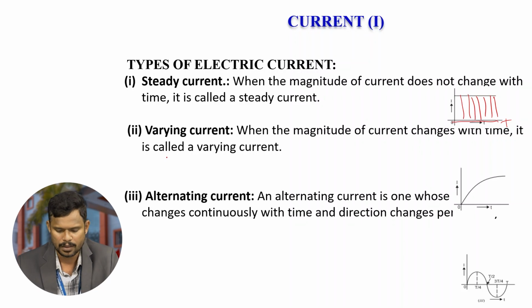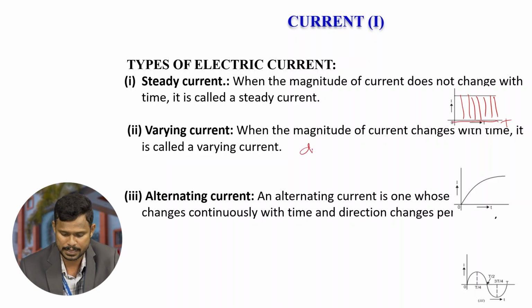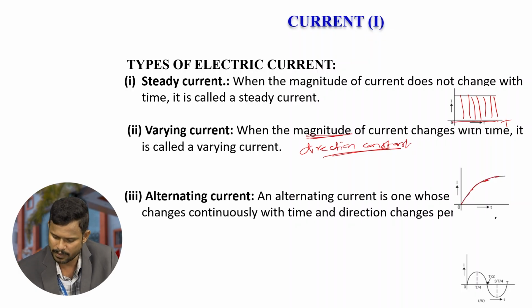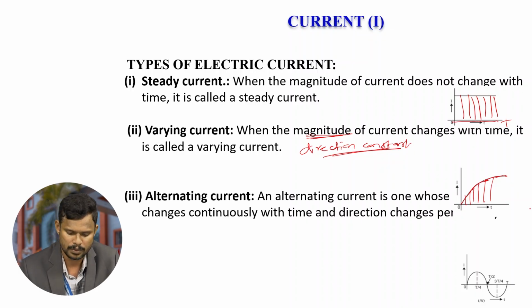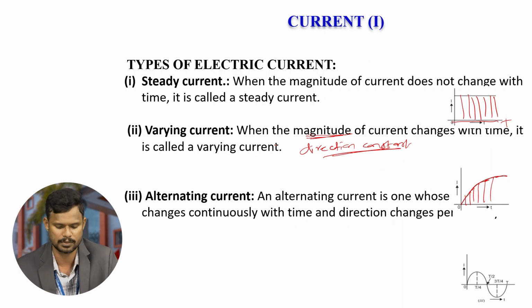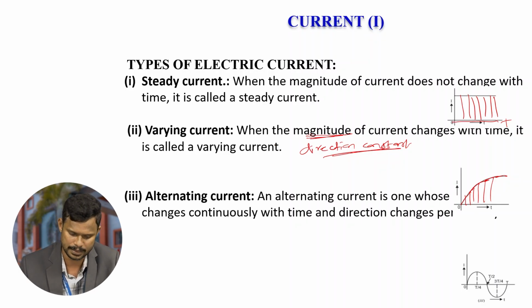Next one, varying current. When the magnitude of the current changes with respect to time but the direction is not changed, it is called varying current. The direction is constant, but the magnitude value will change. The magnitude may vary from time to time, but the direction is only positive. There is no negative direction. So it is a varying DC, variable DC. That is the second one.